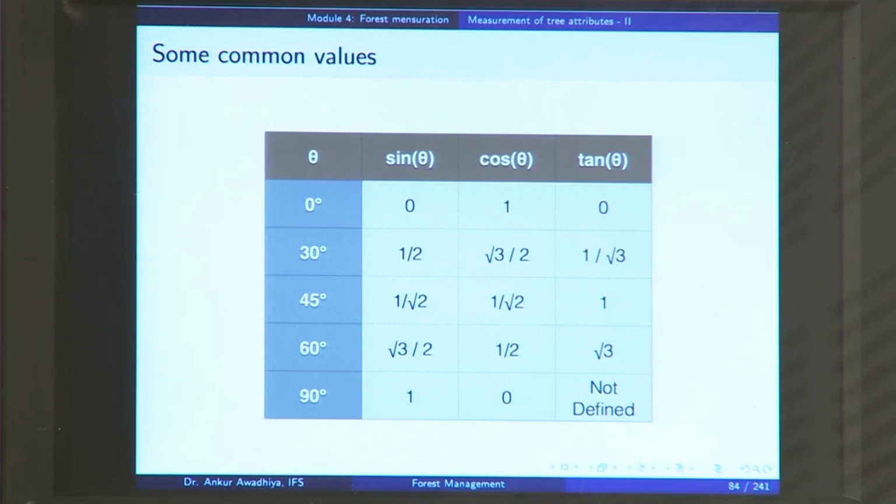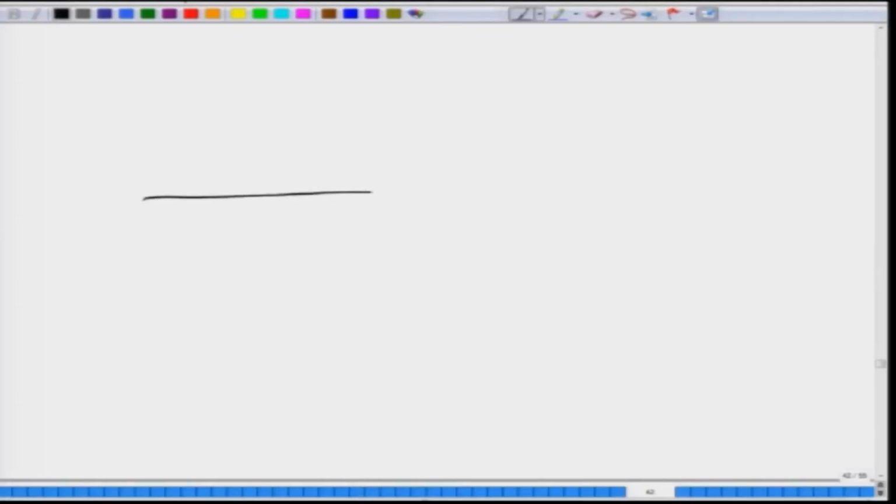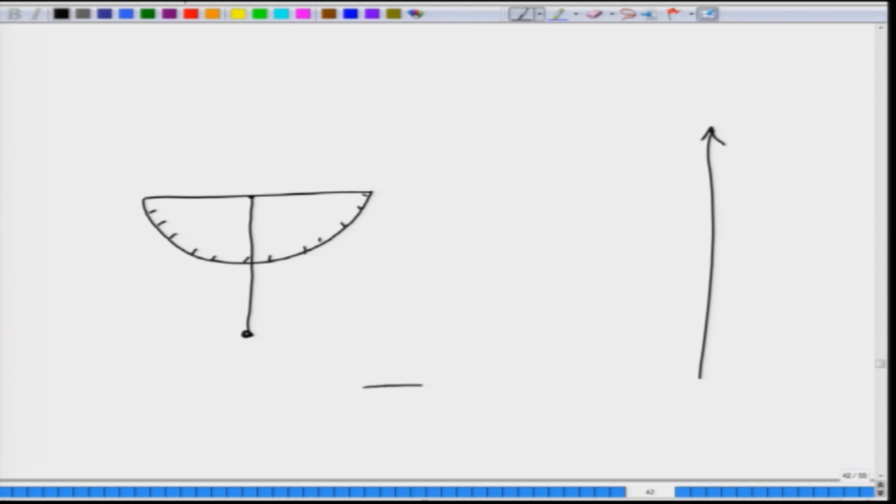But then the next question is, how do you measure the height? Now, how can it be measured? By making use of a protractor. In the easiest of circumstances, you can take a protractor and here you have the angular readings. You make a hole here and you attach a weight. Now, suppose you have a tree and here you are standing. So, this is your eye level. You keep your protractor and you align this point with the top of the tree.